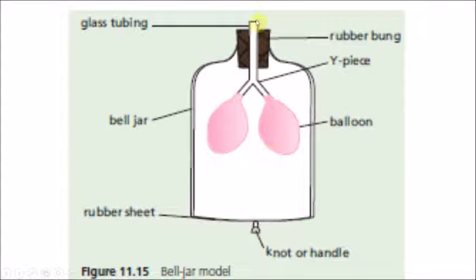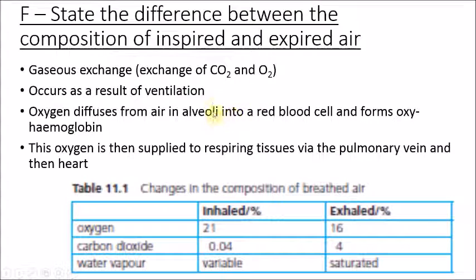So air is pulled in, and these balloons would actually inflate. So all you have to do is pull that, and these balloons inflate. And then when you push or relax the diaphragm back up, the pressure in here increases because the volume gets smaller and the air is pushed out.